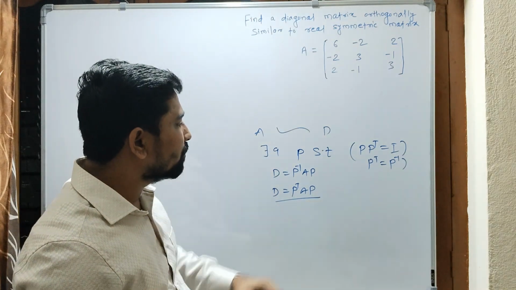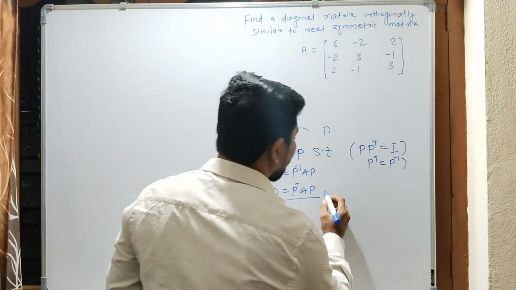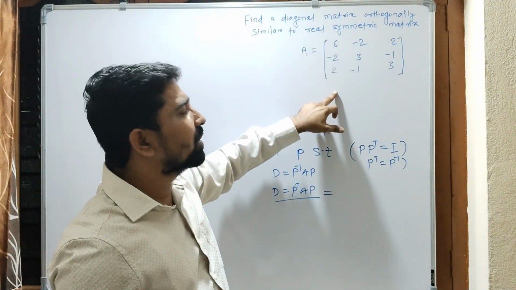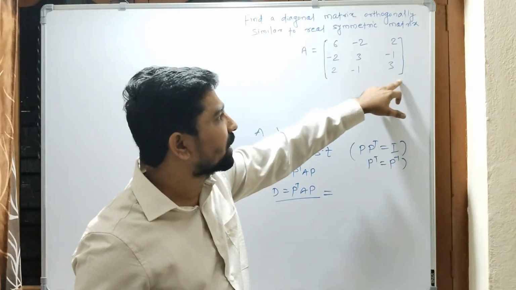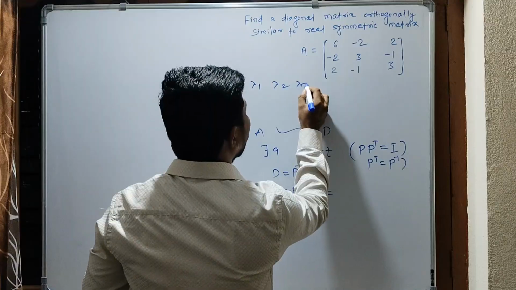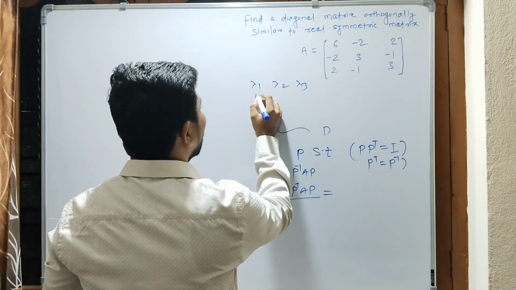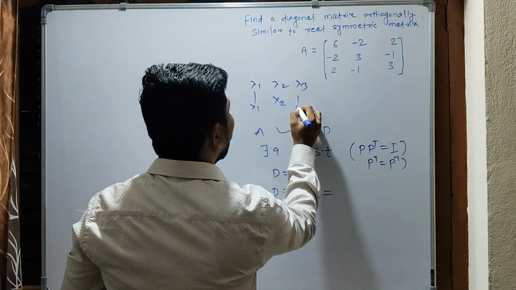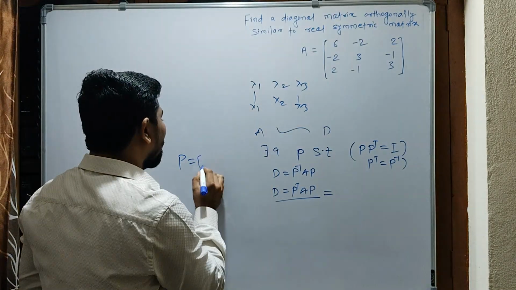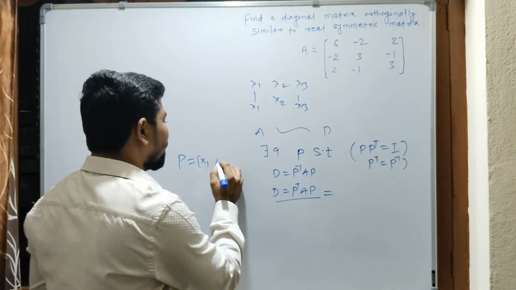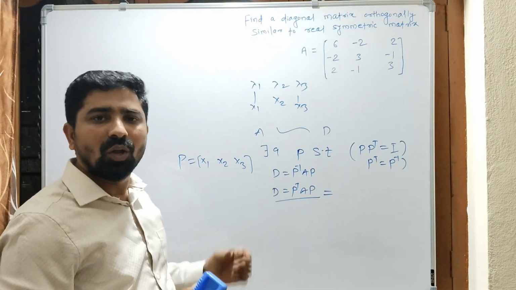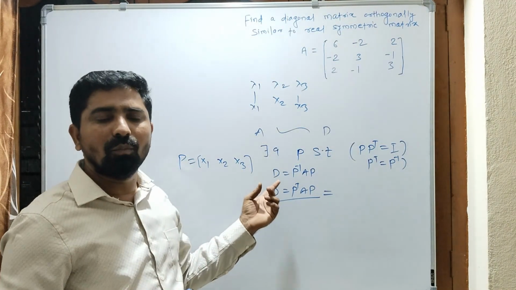The P matrix is formed by the eigenvectors of this matrix A. This is a matrix of order 3 cross 3, so we will get eigenvalues lambda 1, lambda 2 and lambda 3, and corresponding to each eigenvalue, we find the eigenvector x1, x2 and x3. In the P matrix, the first column is the first eigenvector, the second column is the second eigenvector and the third column is the third eigenvector, but they should be normalized and mutually orthogonal.